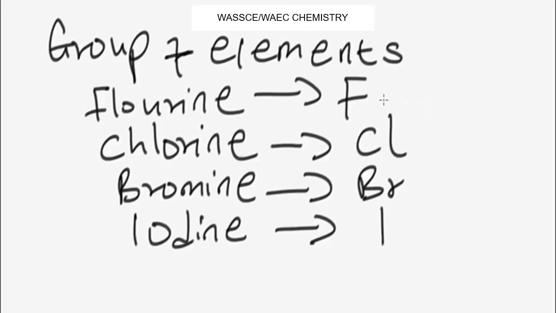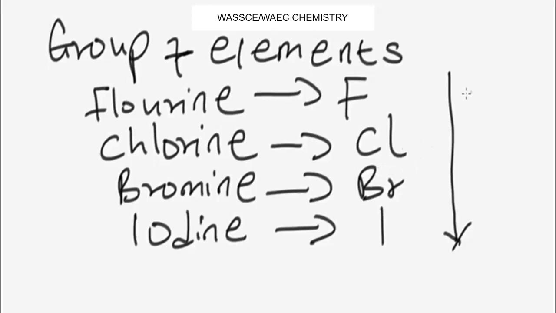Okay, now note that fluorine is the most reactive non-metal in the periodic table. Now the reactivity of group 7 elements decreases down the group. Whereas for metals, down the group it increases, for non-metals it decreases down the group. While fluorine is the most reactive non-metal. In case you're asked in your MCQ chemistry what's the most reactive non-metal, the answer is what?